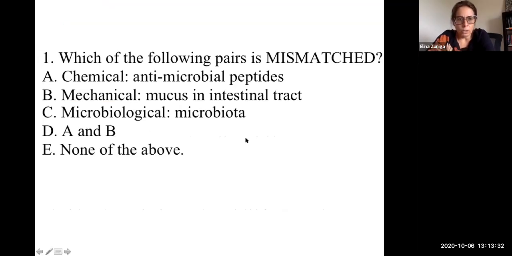Okay, so let's do another poll here. So you should be able to see the poll, and this is the question: which of the following pairs is mismatched? And then you have here the options, and I'll give you, let's say, 30 seconds to answer the question.